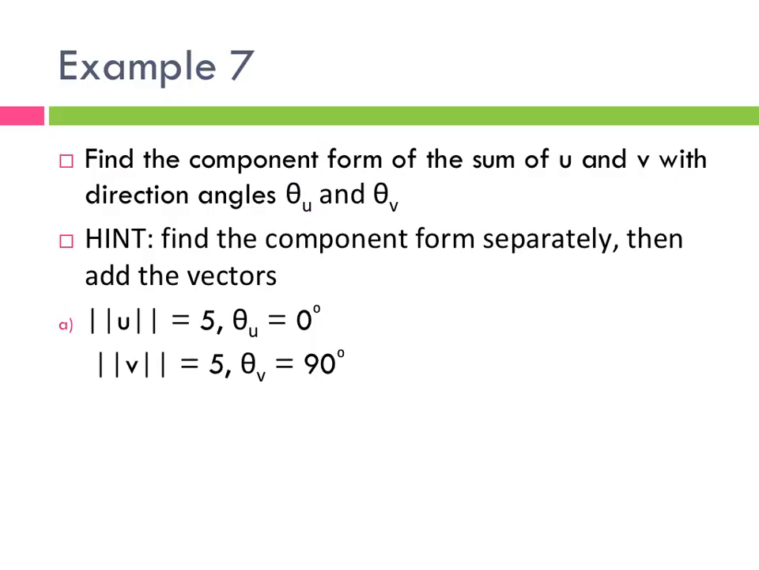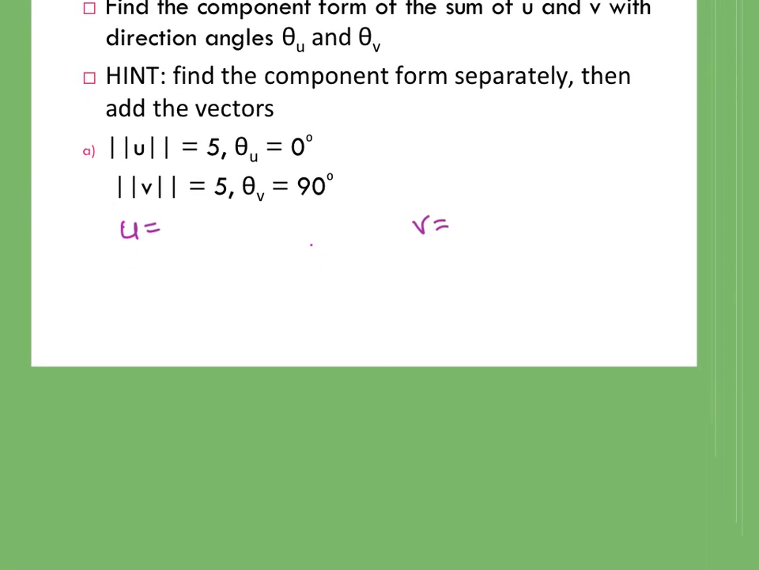Last thing in this note just says find the component form of the sum of u and v with direction angles theta u and theta v. And it says hint, find the component form separately and then add the vectors. So I've got 2 vectors here. I'm going to first find the component form of u, and then I'm going to find the component form of v, and then at the end I'm going to add u plus v.